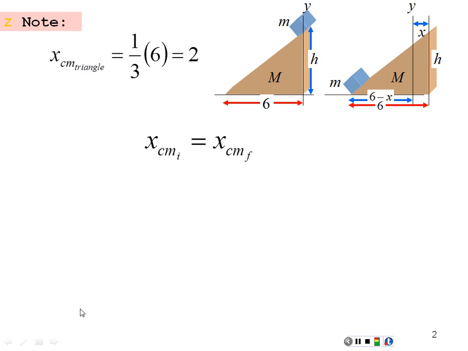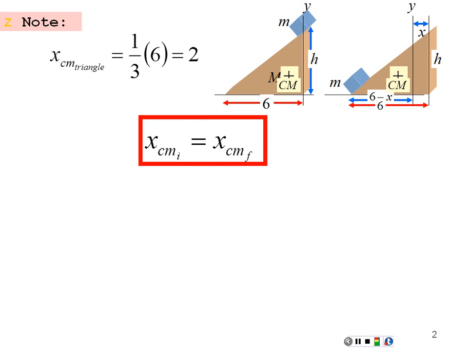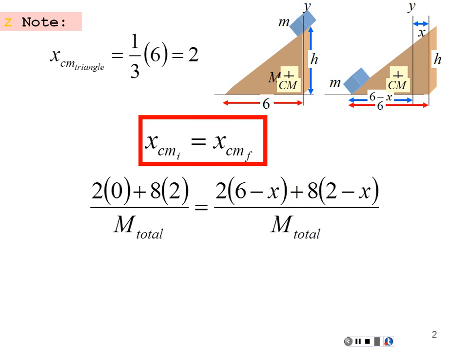So our center of mass initially should equal our center of mass finally. Initially, we had the 2 kilogram mass located at x equals 0. We have the big mass, the triangular mass, 8 kilograms, located at x equal 2. And we divide that by the total mass of the system. So that's our initial location of the center of mass.